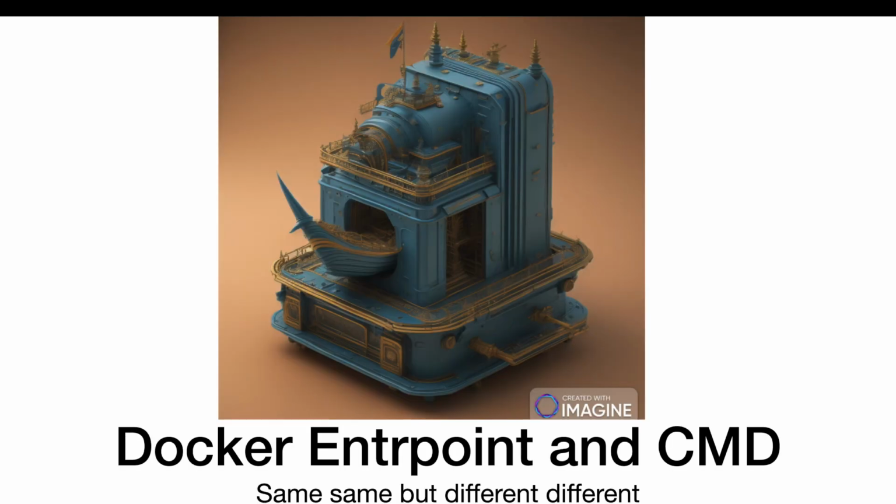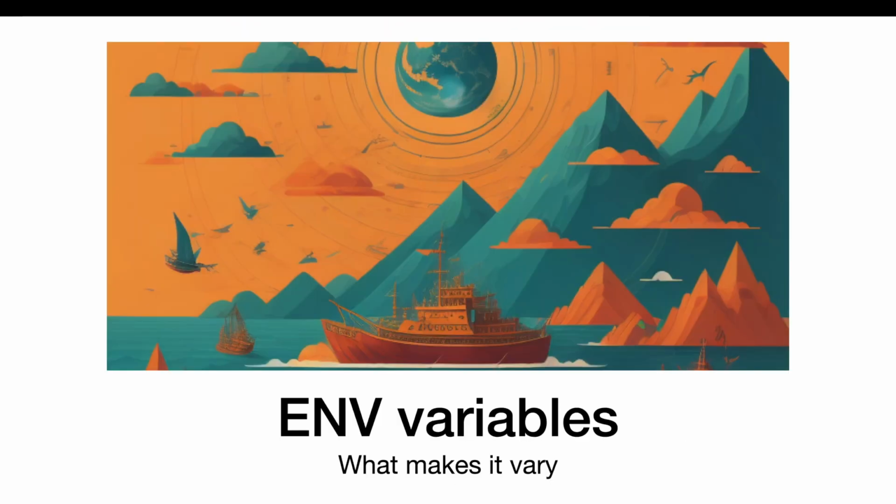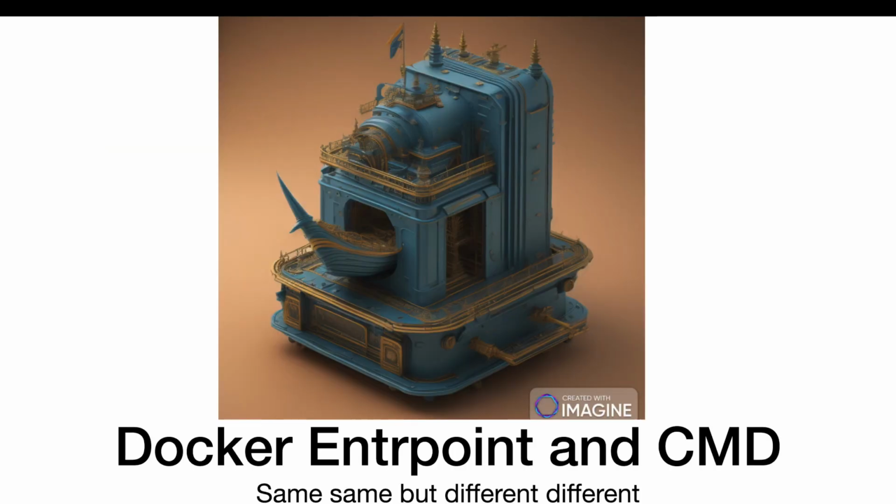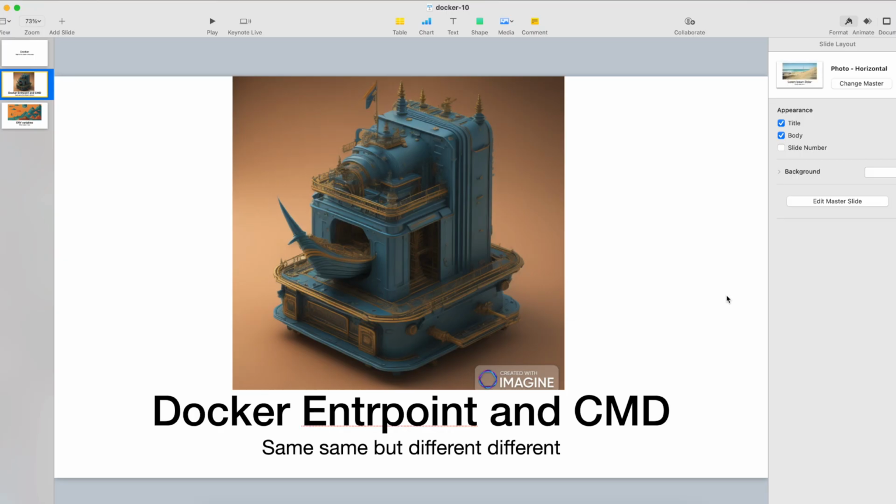So I want to talk about the Docker entry point and CMD. What is the difference between the entry point and CMD? Forgive the typo here, I missed the Y. Please ignore that. And then after that, I will discuss environment variables. Environment variables are an important part of any production grade application. So we'll talk about how to pass the environment variables and what are the different ways to do that. Okay, so let's get started first with the Docker entry point and CMD.